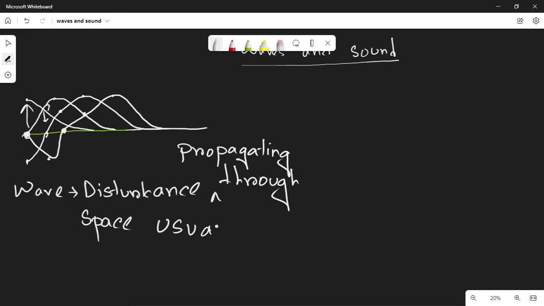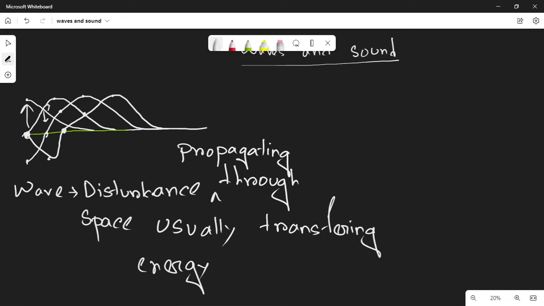usually transferring energy. So it usually transfers energy, right? So it's moving and it's transferring energy from one place to another as a form of kinetic energy. So if we place an object here, at some point of this phenomenon, it will flick it up, right?